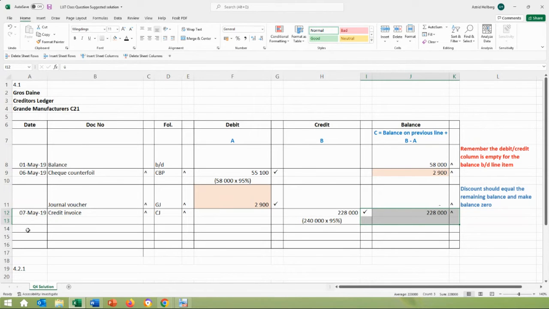Okay, so when we return something, we always get a credit note to show the information. Now remember, when we return something, our journal is the CAJ, and we returned it for 40,000, so we're going to debit our creditors account with 40,000, which means our balance now will reduce with 40,000 to 188,000.